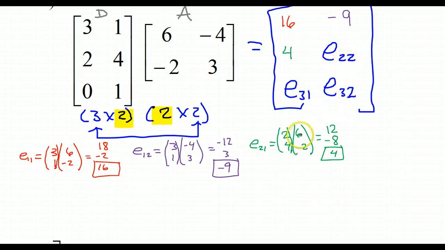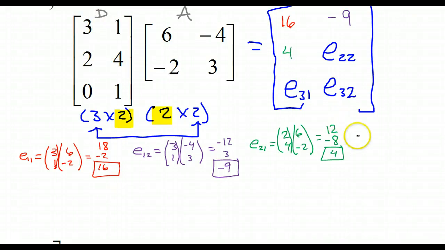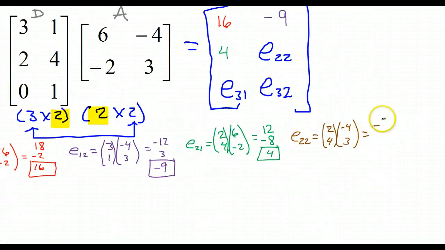Alright, element 2,2. This takes kind of a long time. What are you going to do? Okay, element 2,2. That's row 2, column 2. So that's going to be 2, 4 and negative 4, 3. So that's going to be negative 8 and 12, which is going to be positive 4. So element 2,2 is positive 4.